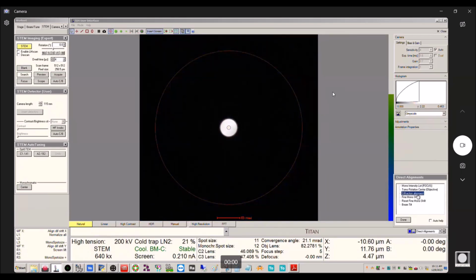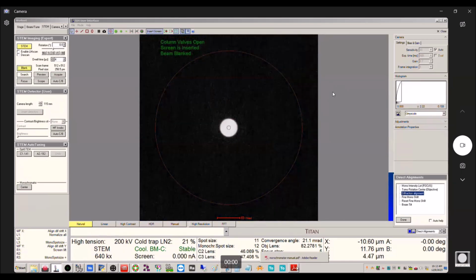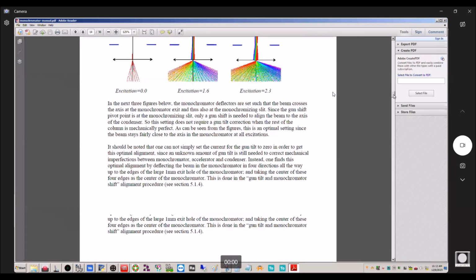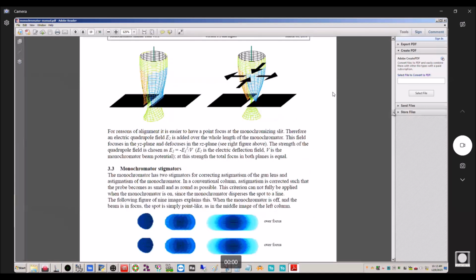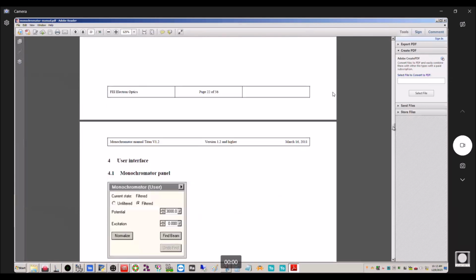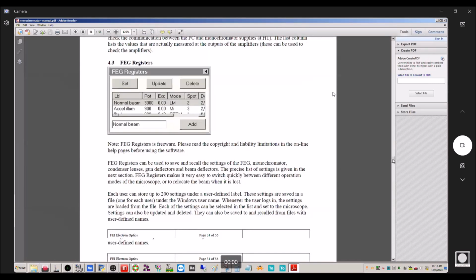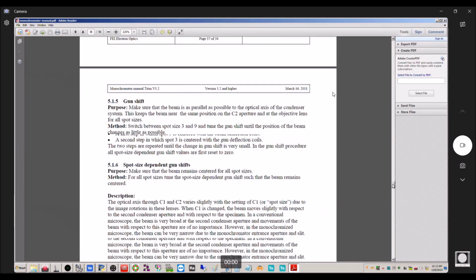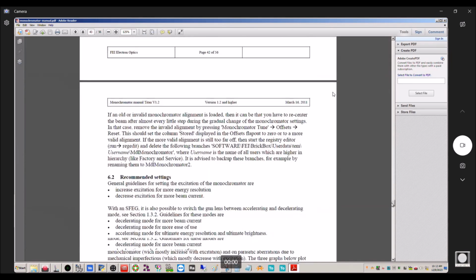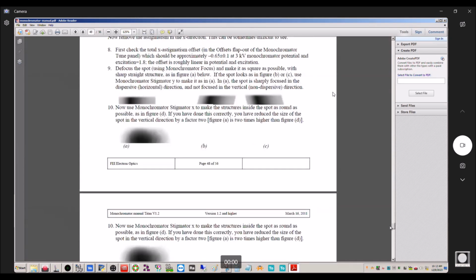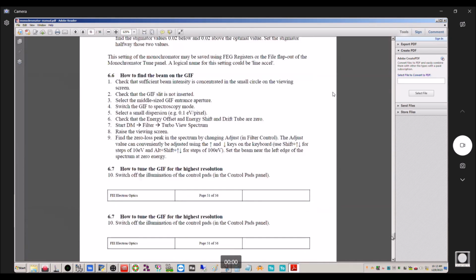Okay, so again, we have this centered, right? So that's important. So basically, let me actually blank the beam here so I can show you. There's another good diagram here in the monochromator manual, if I can find it, which shows what we're trying to get here. I probably went past it again. Yeah, I did. No, I didn't go past it. Let me go back here.